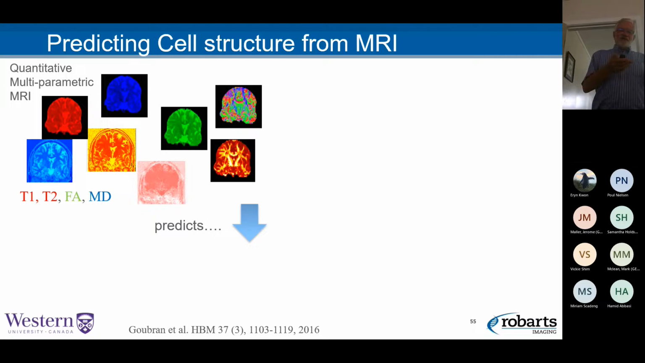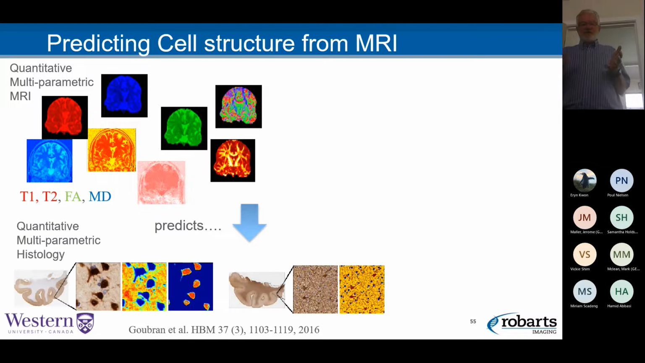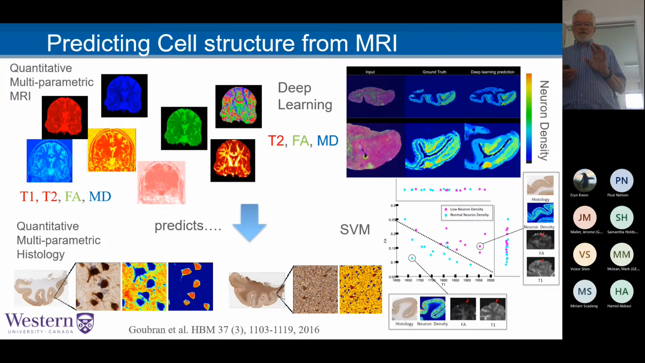Also, we can use these multiparametric data to predict the cellular structure within the brain. By using either deep learning or support vector machines with these multiparametric data, we can show that certain regions of the brain have low cellular density or higher cellular density, for example. So this allows us to isolate regions in the brain that might be generating epileptic seizures, and much more precisely identify which regions of the brain need to be excised during epilepsy surgery.